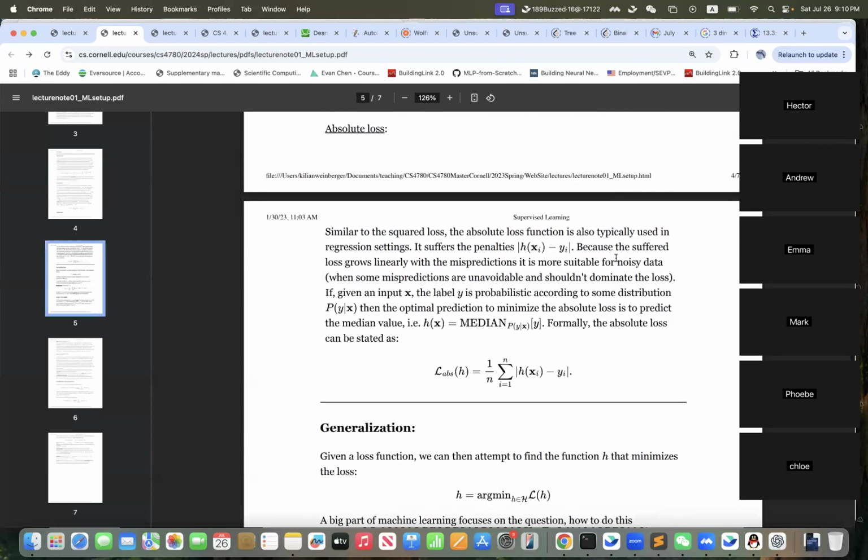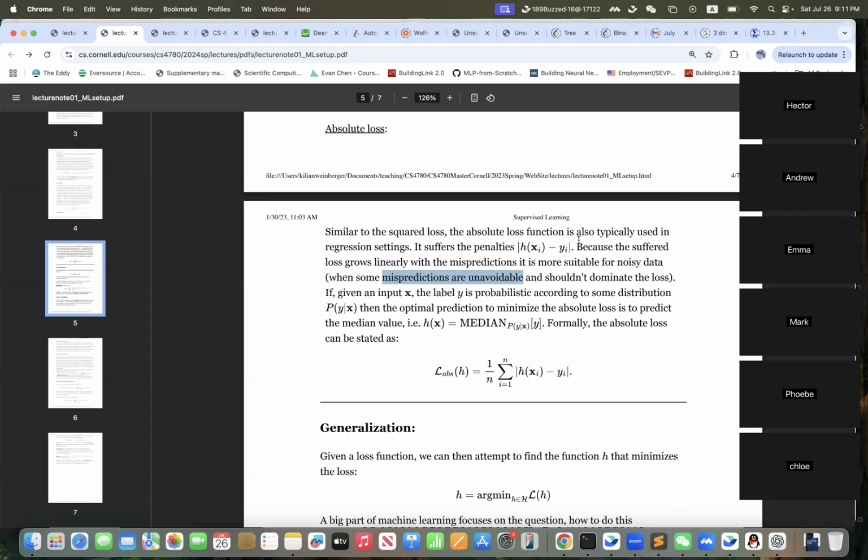But here, in noisy data, we said some mispredictions are unavoidable. Okay, so let's divide the sentence into two parts. Noisy data means that in some scenarios, some mispredictions are unavoidable. So can each of you give some real world examples when mispredictions are unavoidable, like when you train on data and you expect some misprediction to happen?